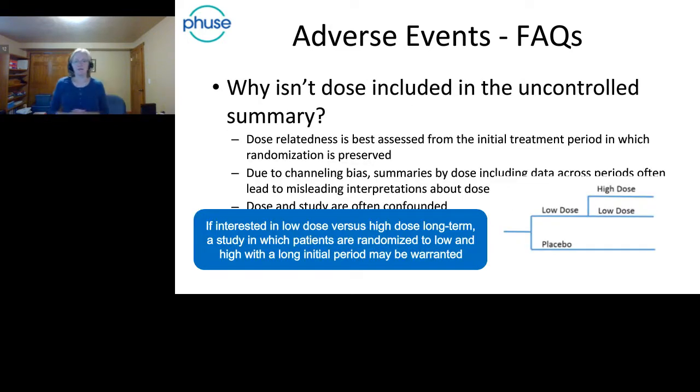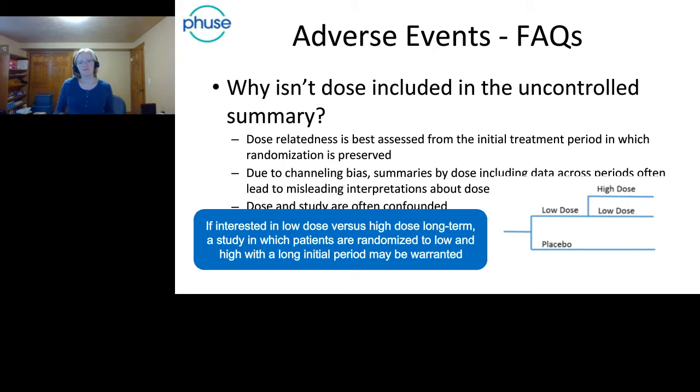Okay, another frequently asked question is, when we show this uncontrolled data, we show a column with all the data. We don't show it by dose. So why do we not have dose? Because of everything we talked about, it would be completely confounded. You might have some doses in some studies, but not others, so you could have confounding.